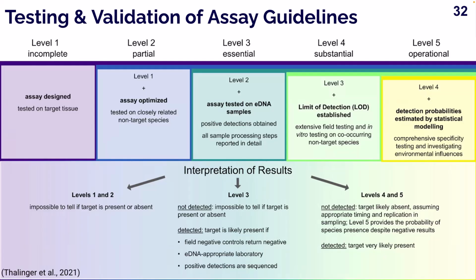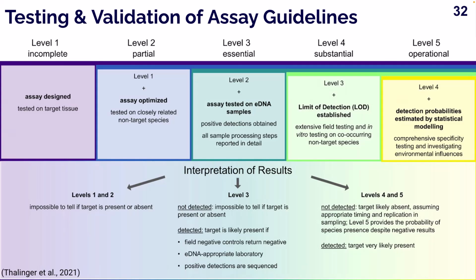These guidelines were generated by analyzing a variety of published qPCR and environmental DNA assays, and creating a centralized guideline on how to interpret and validate them. So level 1, the assay is designed and tested on target tissue. Level 2, you have optimized it by testing on closely related non-target species. For level 3, you're testing on eDNA samples, and you have positive detections with the processing steps recorded in detail.